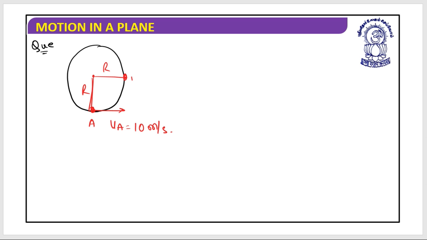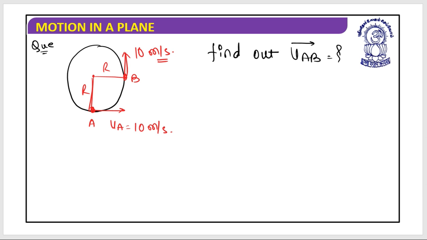Here another particle is there, particle B, and it is moving in this direction with the same speed, 10 meters per second. What have I been asked? I have been asked to find out VAB, the relative velocity of A with respect to B. This is what my requirement is all about.